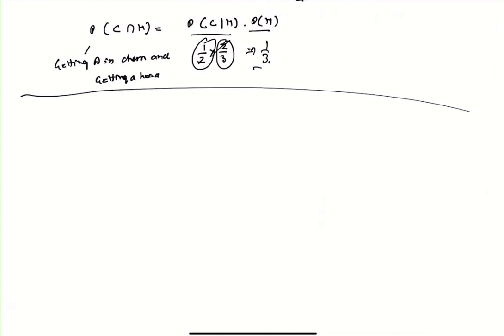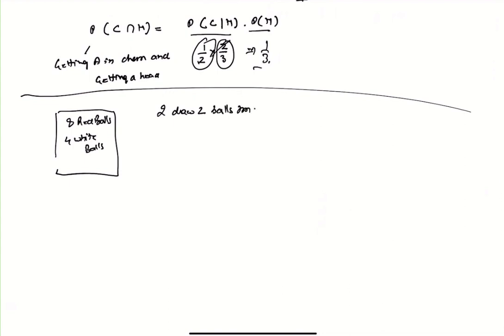The next question is, you have an urn with 8 red balls and 4 white balls. We draw two balls from it. What is the probability that both balls are red?